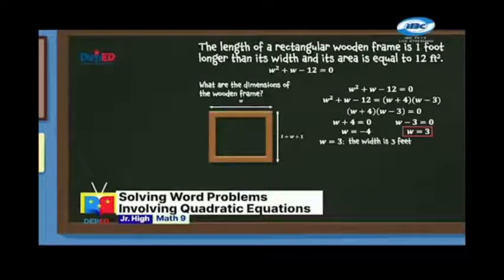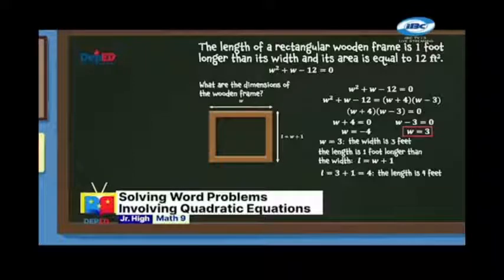Now, we determine the length of the frame. In the sentence, it is mentioned that the length is 1 foot longer than the width. In symbols, L equals w plus 1. And by substituting the obtained value of w in this equation, we must get that L is equal to 4. Hence, the length of the wooden frame is 4 feet.